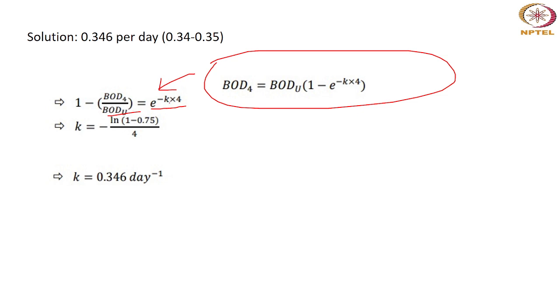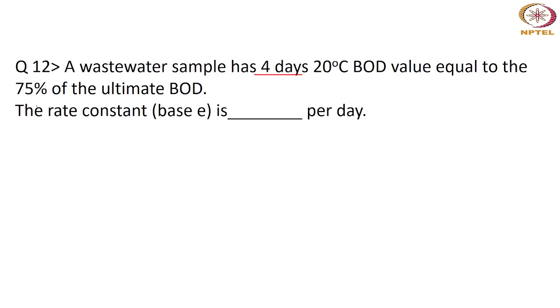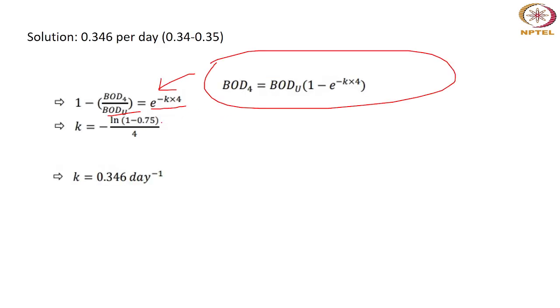Then you just have to find out K, right? So K will be nothing but, taking ln, to remove this exponential, it is ln of 1 minus 0.75, because 75% of the ultimate BOD was the 4 days BOD, right? So that's why I am writing in this decimal format 0.75, 1 minus 0.75 divided by 4, and you just calculate, you will find around 0.346 per day. Please do it by yourself, check whether the value is correct or not, but the method is correct.